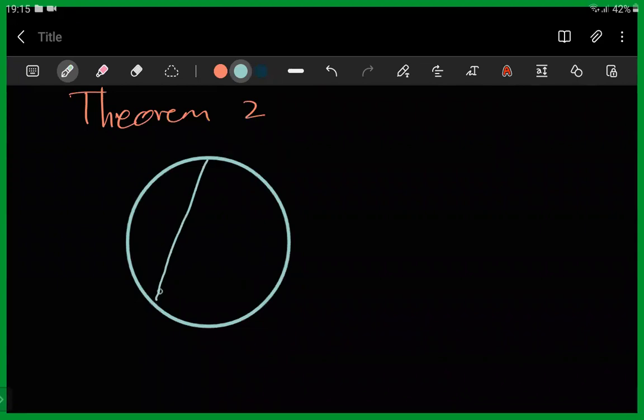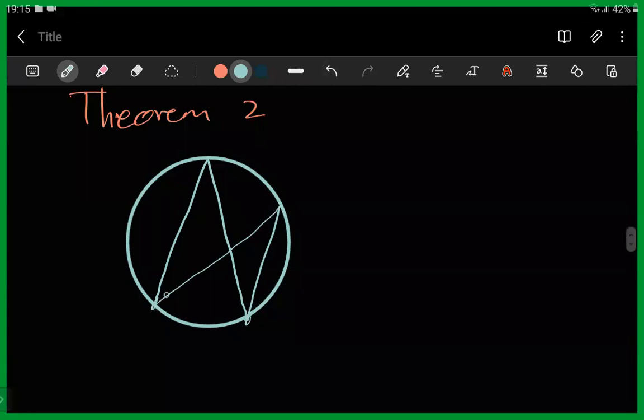Theorem 2 states that if two angles are subtended by the same chord, then those two angles are equal to each other. You see? So subtended, visualize a picture where you have a string. Imagine one string here, here, and there. If you pull it here, it's going to make a shape like that. Do you agree? That's what subtended basically means.